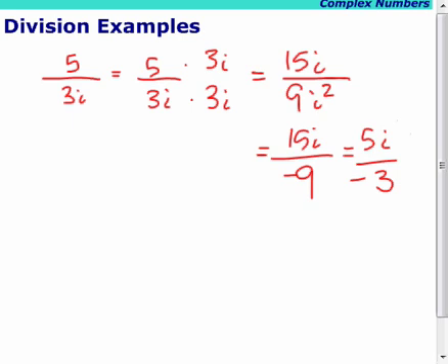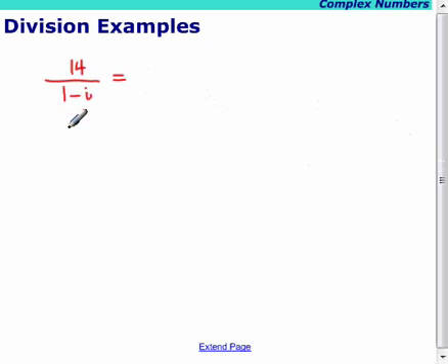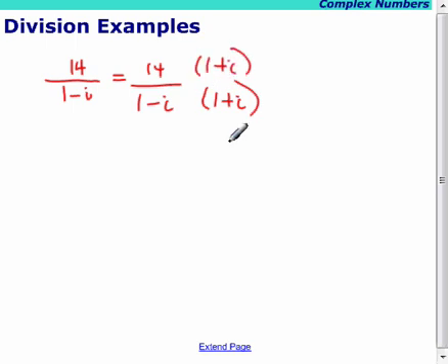Now here's another example of dividing where I've got a binomial on the bottom. If I have a binomial, I need to multiply again by its conjugate. So the conjugate of 1 minus I will be 1 plus I. So I need to multiply both top and bottom by 1 plus I.